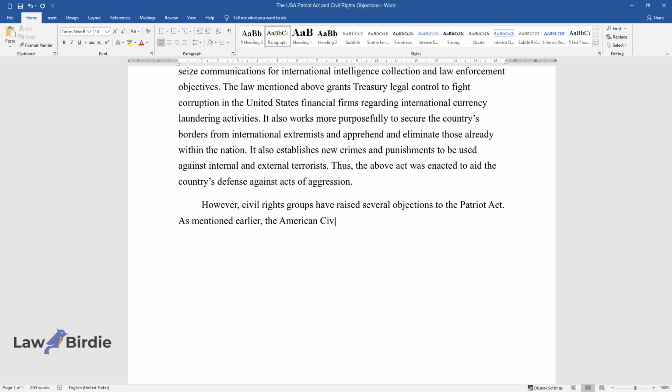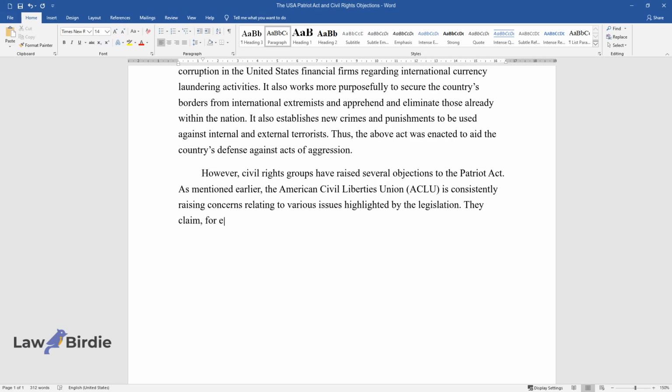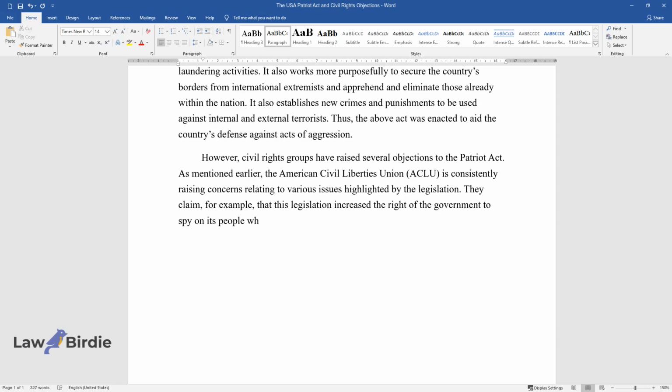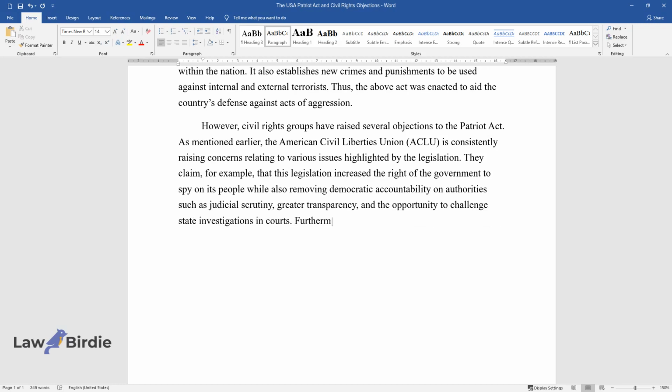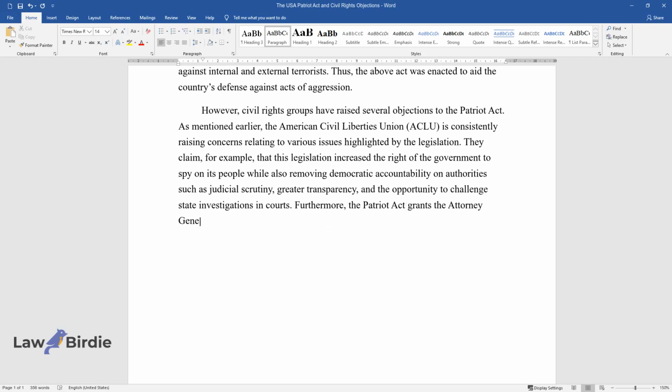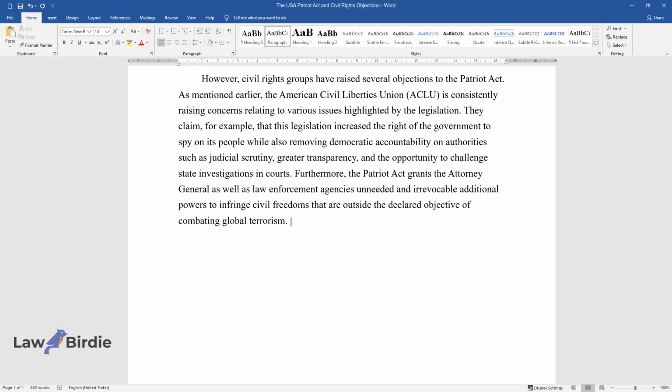As mentioned earlier, the American Civil Liberties Union, ACLU, is consistently raising concerns relating to various issues highlighted by the legislation. They claim, for example, that this legislation increased the right of the government to spy on its people while also removing democratic accountability on authorities such as judicial scrutiny, greater transparency, and the opportunity to challenge state investigations in courts. Furthermore, the Patriot Act grants the Attorney General as well as law enforcement agencies unneeded and irrevocable additional powers to infringe civil freedoms that are outside the declared objective of combating global terrorism.